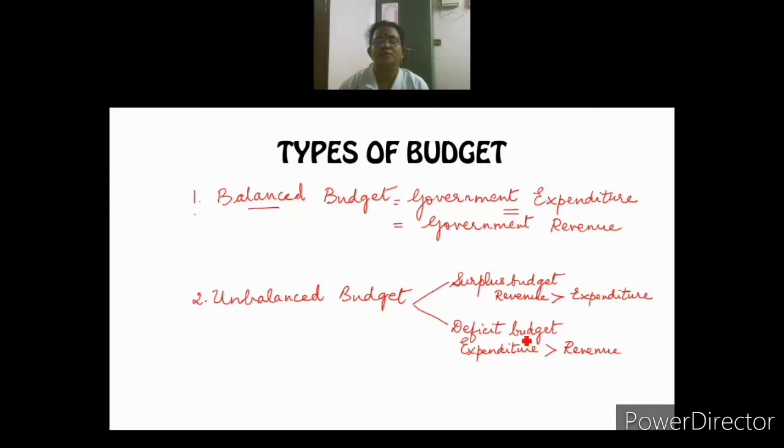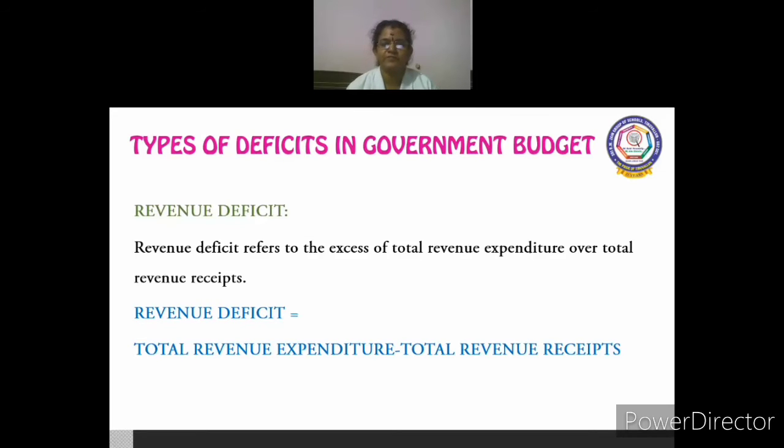Now let us move on to the different types of deficits in budget. When there is a surplus budget, there is no issue for the government, and when there is a balanced budget, it is favorable for the government. Whereas when there is a deficit budget, the government has to resort to borrowing. Now let us discuss the different types of deficit budgeting. Types of deficits in government budget. There are three types of deficits in government budget: revenue deficit, primary deficit and fiscal deficit.